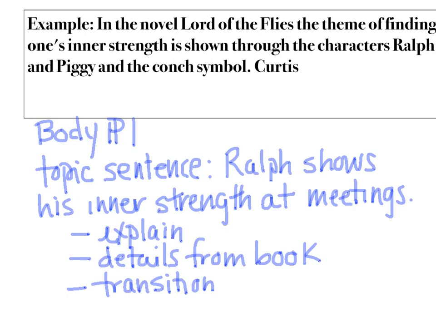Okay, now that you have a good thesis statement, you need to think about your body paragraphs. So an easy way to do this is to take parts of your thesis statement. So I'm going to look at Ralph for this paragraph. Remember, you need to have a good topic sentence, and if you're going to pull Ralph from your thesis statement, that should be your first topic sentence. So an example is, Ralph shows his inner strength at meetings.